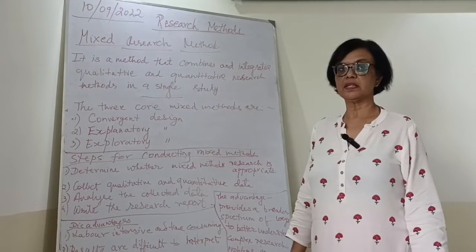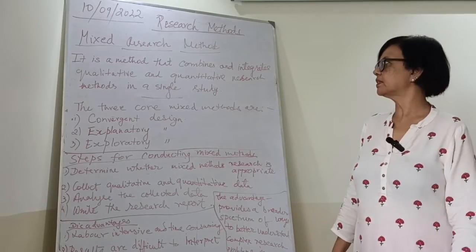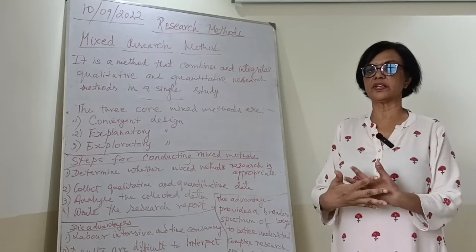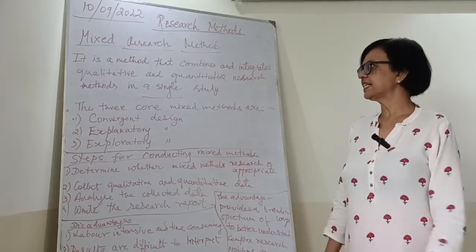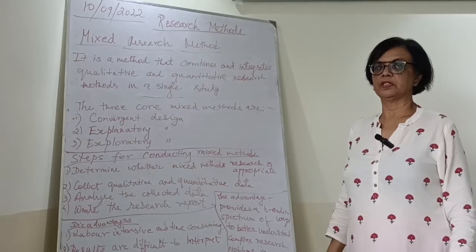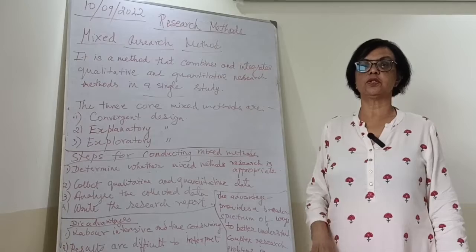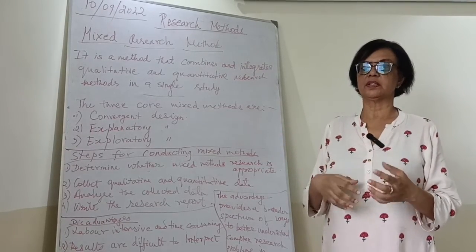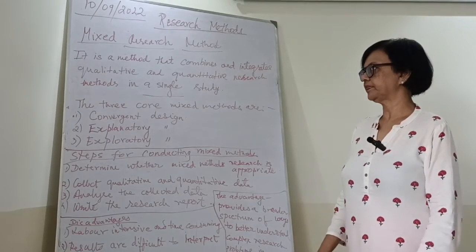The third method is mixed research method. Now we will see what is a mixed research method. It is a method that combines and integrates the qualitative and quantitative research method in a single study. So the qualitative method is involved, the quantitative method is also involved, and the data collected will be combined together, and that becomes the mixed research method.